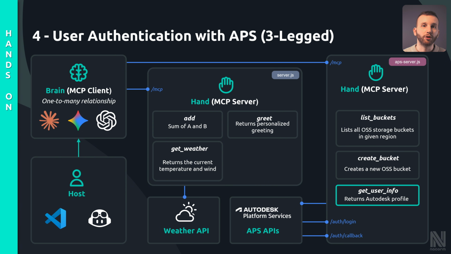This is the human-in-the-loop pattern. The agent can't force a login. If no user has authenticated, the getUserInfo tool returns a message saying, please open the login URL. The user stays in control of when and whether to grant access. After login, the same APS-server.js supports both app-level operations, like creating buckets, and user-level operations, like reading profile data.